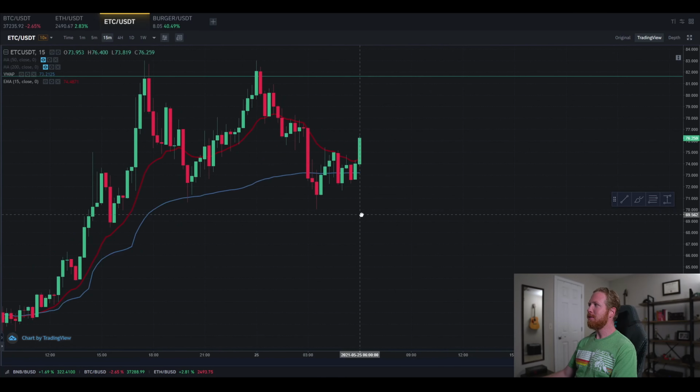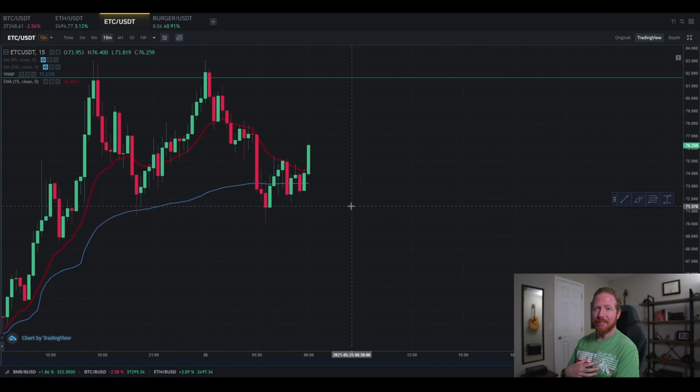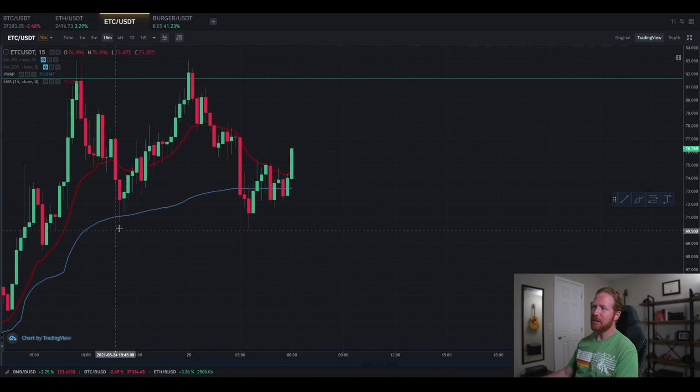Okay. Now, if you're new to the channel, the VWAP is my favorite indicator, and the EMA is my second favorite indicator. They both work together perfectly. Now, the VWAP is this blue line here. That's the volume weighted average price. That works as a consistent support and resistance level. So instead of always drawing new lines, you can use this as a consistent support and resistance level. And right now, obviously, it's working as a support.